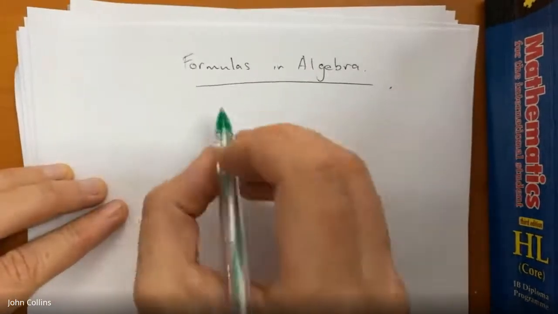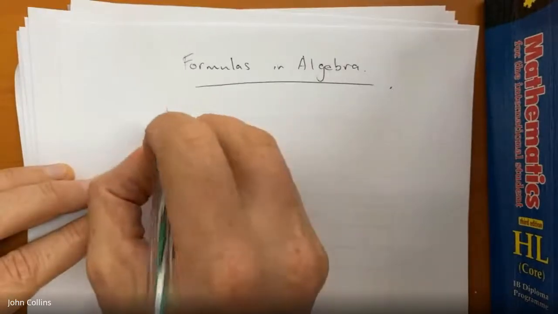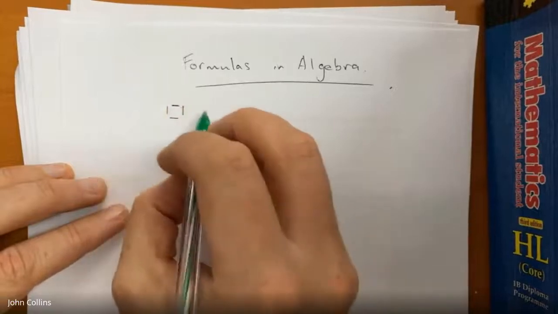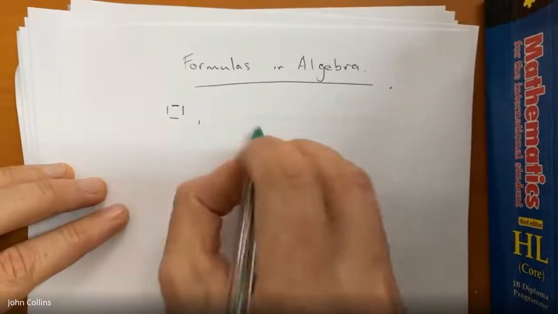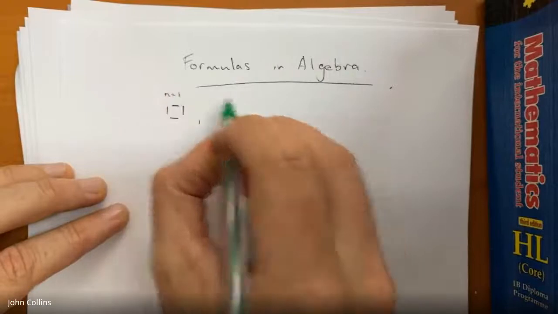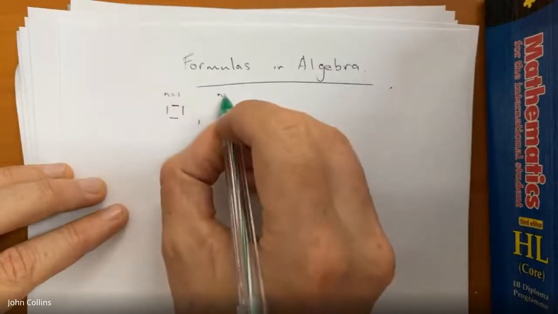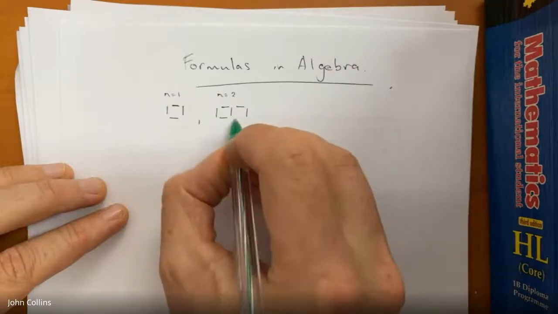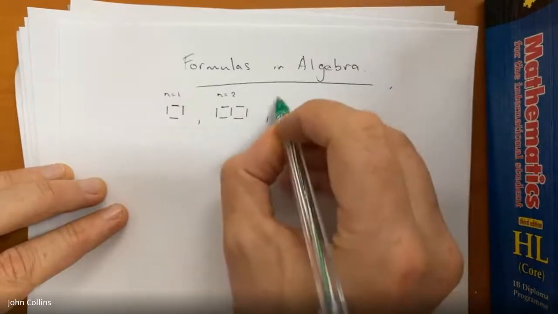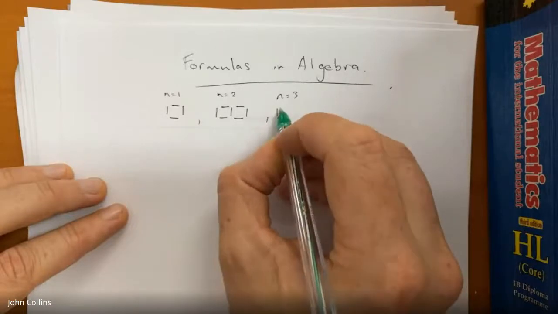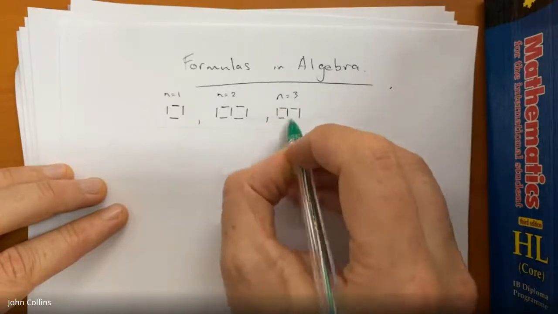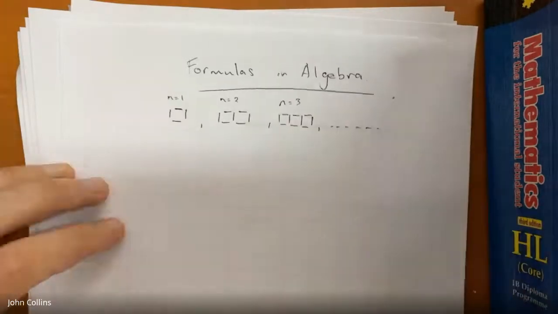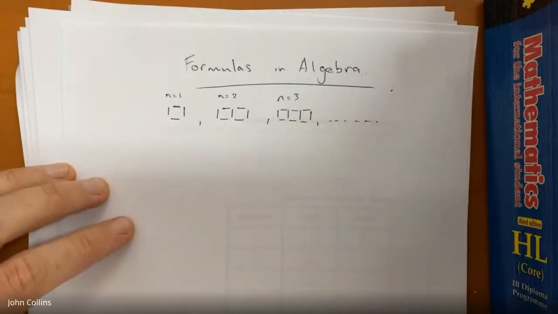So a very simple example of formulas. We're going to start off with, just imagine these are matchsticks. These lines I'm drawing are matchsticks. There's the first shape, shape number 1. Shape number 2, we increase the number of matchsticks. Shape number 3, we increase even further. And so on. So this matchstick pattern maintains itself.